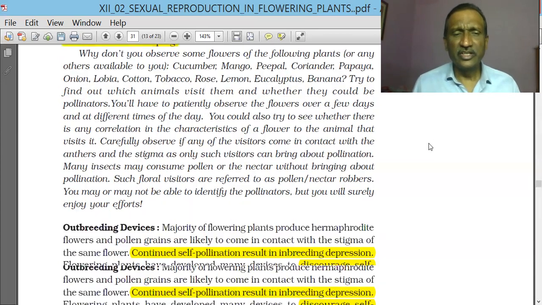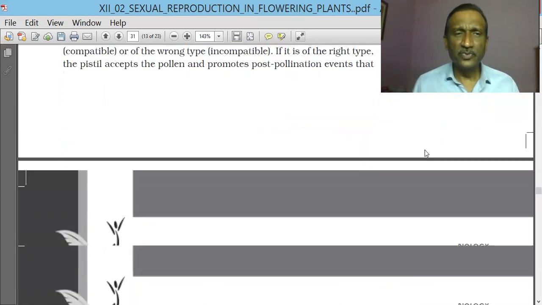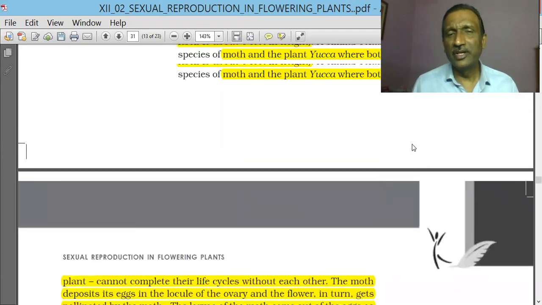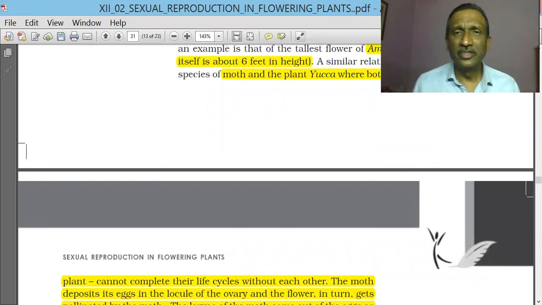And in the next class we shall study the outbreeding devices, pollen-pistil interaction, double fertilization, seed formation, embryo development, and I think the chapter should get over.